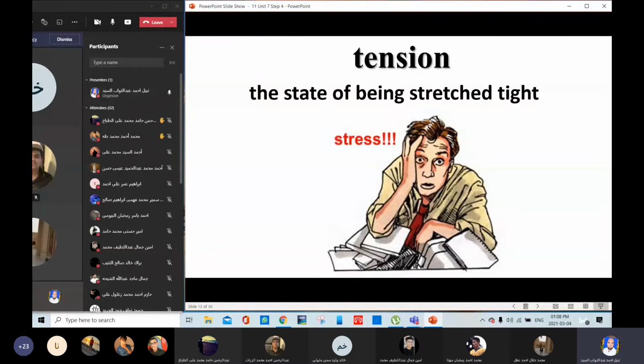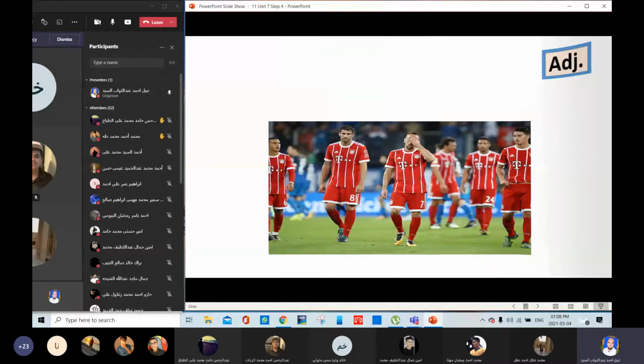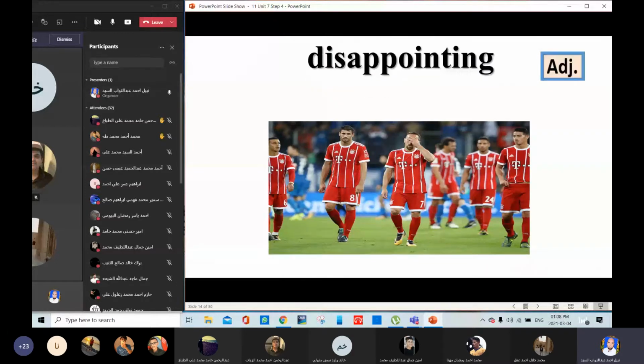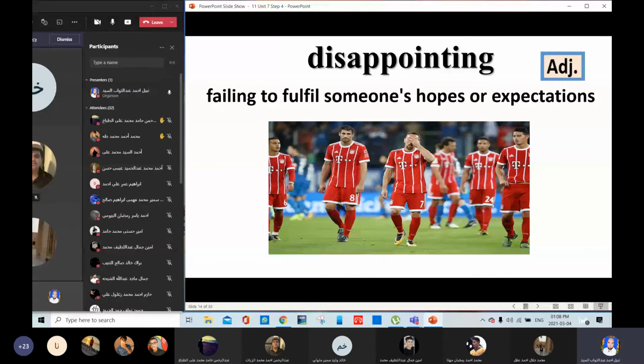Disappointing. Disappointing is an adjective describing a thing or a match, a movie, a film. Did you like the match between Al-Zamalek and Al-Ahli? No, I didn't like it. It was disappointing. Failing to fulfill someone's hopes or expectations. So disappointing is an adjective describing a thing that makes you disappointed. So I feel disappointed. The match is disappointing.